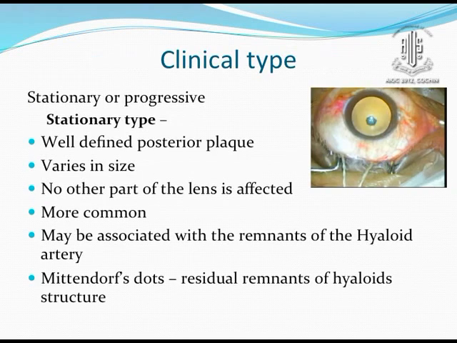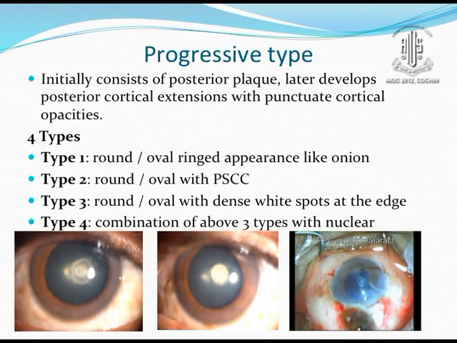So cataract surgery in all such cases is a challenge. Clinically, posterior polar cataract is of two types, stationary and progressive. Stationary presents with a well-defined plaque, and it varies in size among individuals and among the eyes. No other part of the lens is affected. It is more common and it is associated with remnants of the hyaloid system like Mittendorf dots.